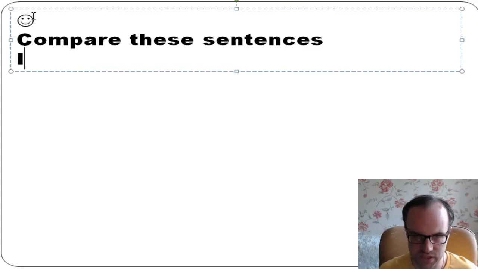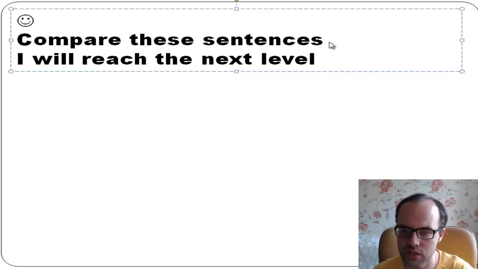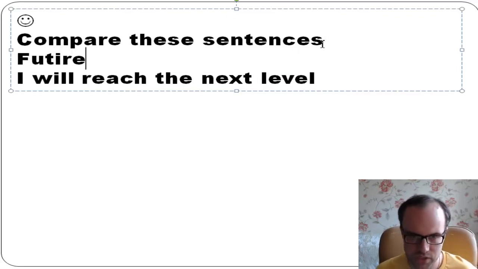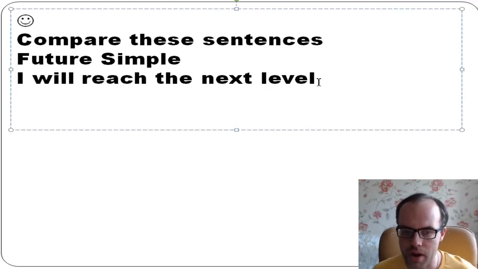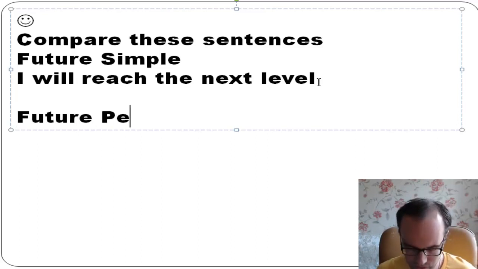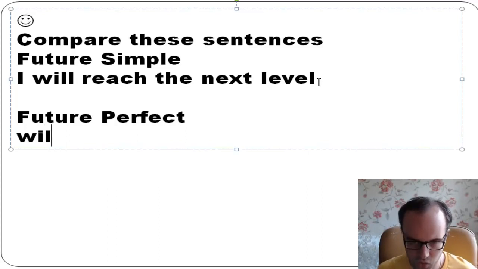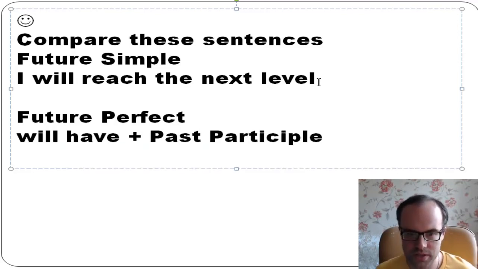So I will reach the next level. I will reach the next level. Okay, so what tense is it? Right, it's future. It's future simple. Well, but you can add by, yeah, and you'll use future perfect. So we form it this way. We'll have plus past participle, or plus the third form.